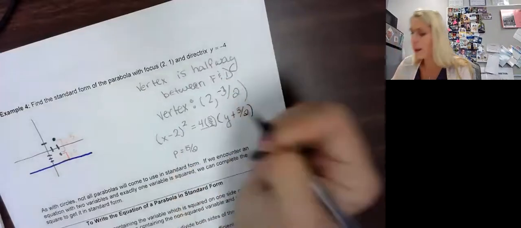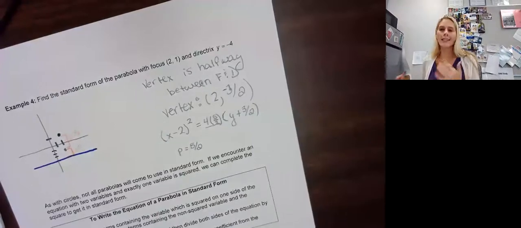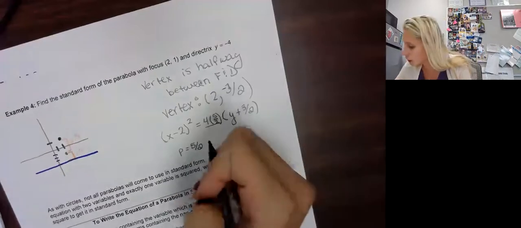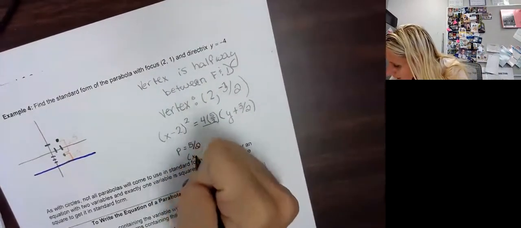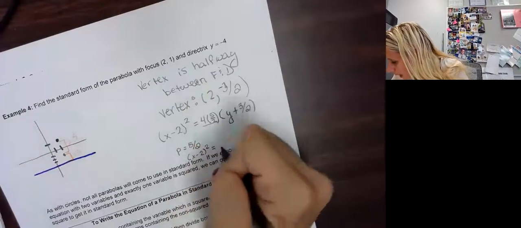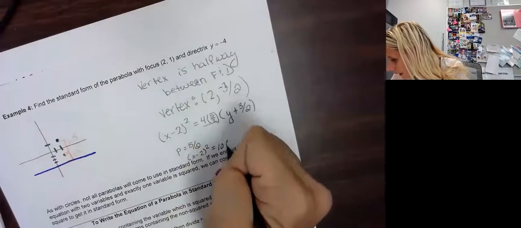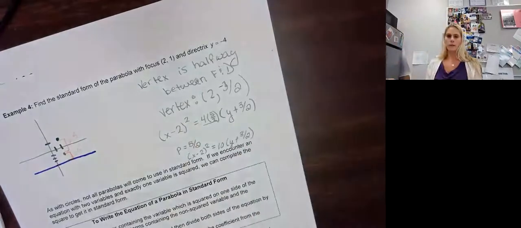Now, of course, if we have a multiple choice question, you're not going to see 4 times 5/2. You're actually going to do that multiplication now. So our final answer is x minus 2 squared equals 10 times y plus 3/2. Okay.